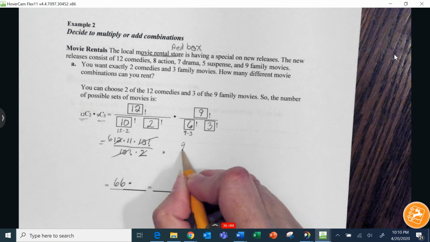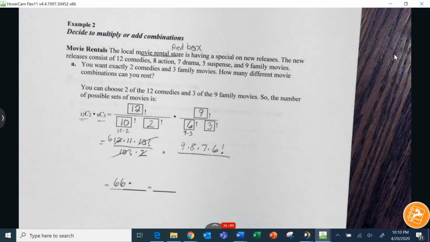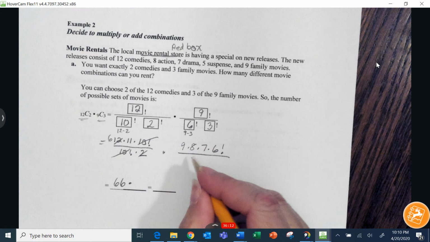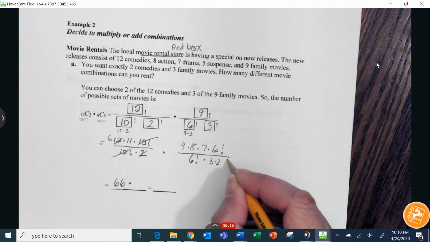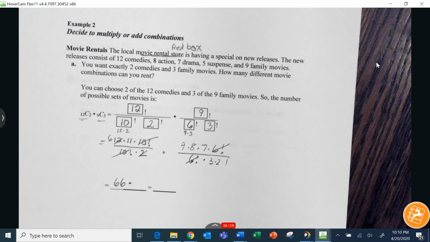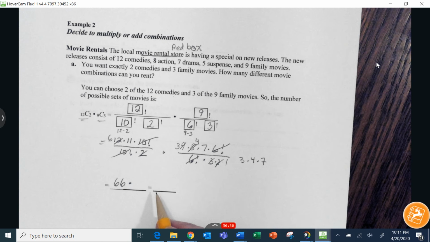Same thing for this one. We're going to do 9 times 8 times 7 times 6 factorial. And then on the bottom, I've got my 6 factorial. And over here, I've got 3 times 2 times 1. So the 6 factorials are going to cancel. The 3 can cancel with 9 and leave you with a 3. The 2 can cancel with 8 and leave you with a 4. So we've got 3 times 4 times 7 left over. 3 times 4 times 7 is 84.